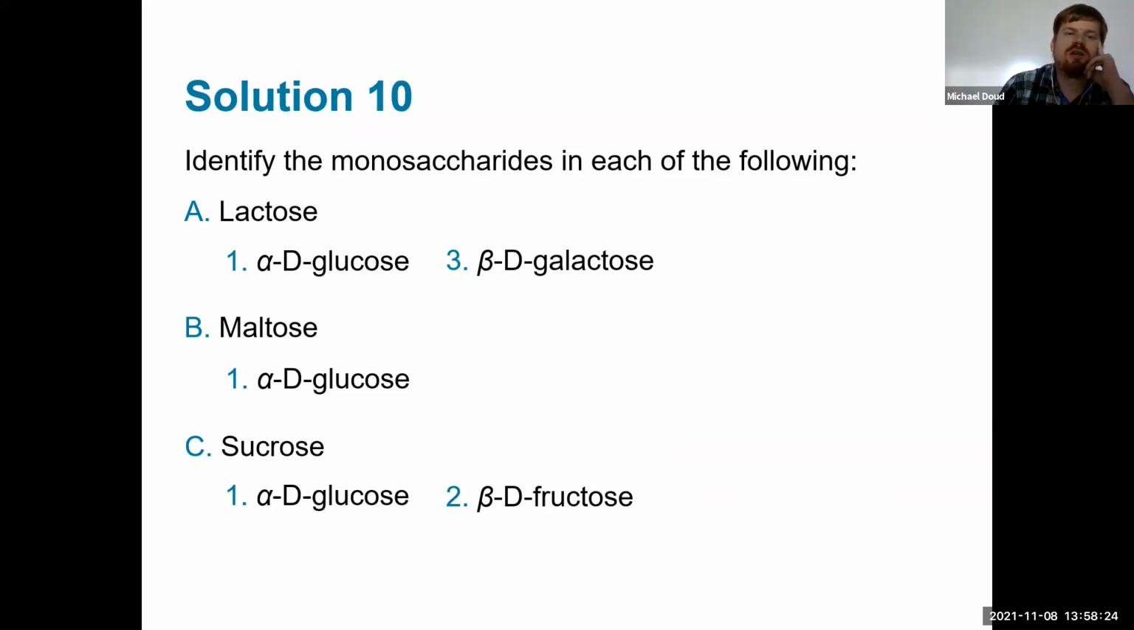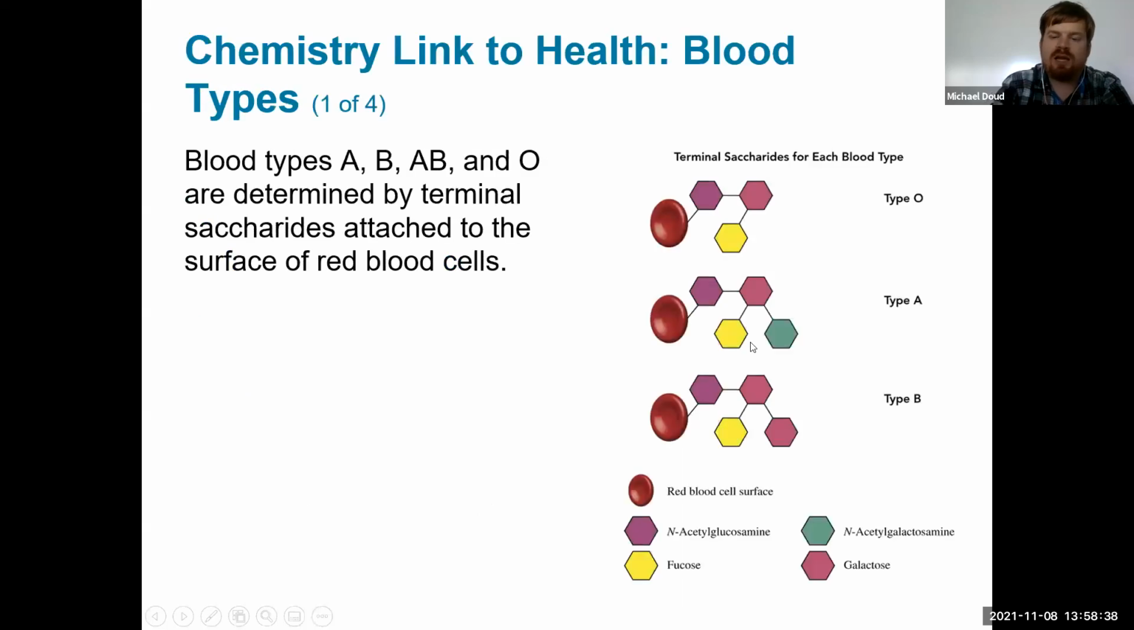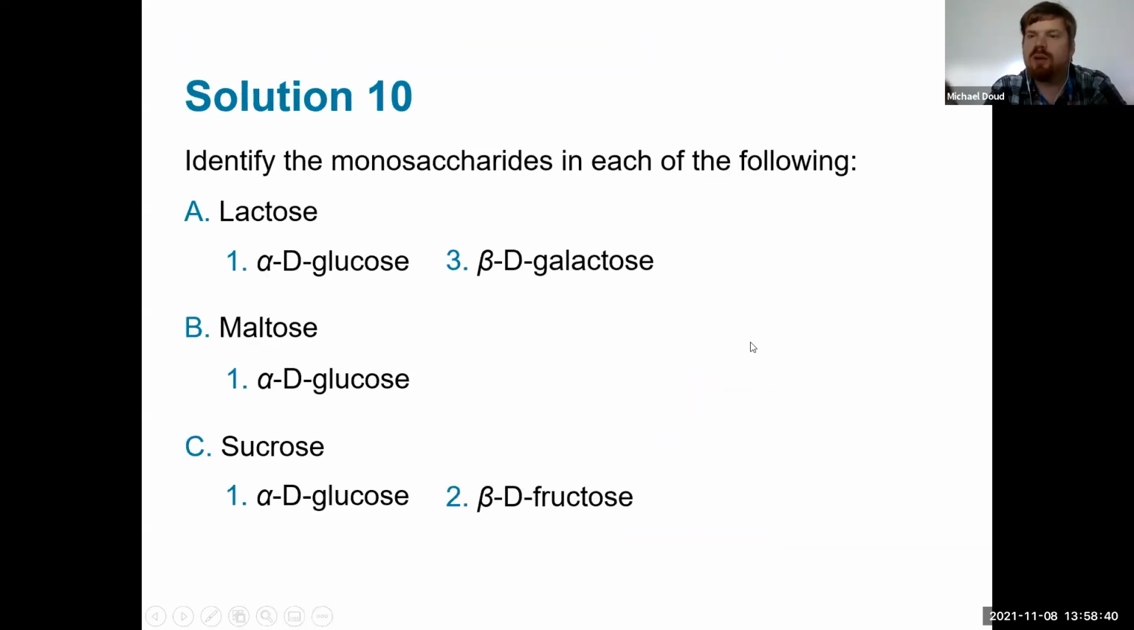Okay, so let's take a look. Lactose is a combination of alpha-D glucose and beta-D galactose. Maltose is a combination of 2 units of alpha-D glucose. And sucrose is a combination of alpha-D glucose and beta-D fructose. And again, normally memorize these, but of course, if you have them in your notes, it's an open note test. So just put them in your notes.